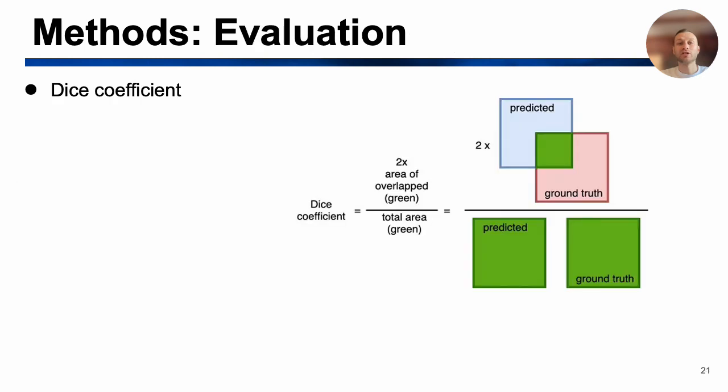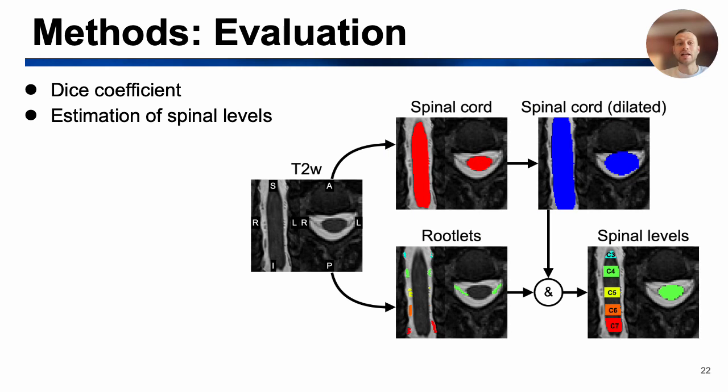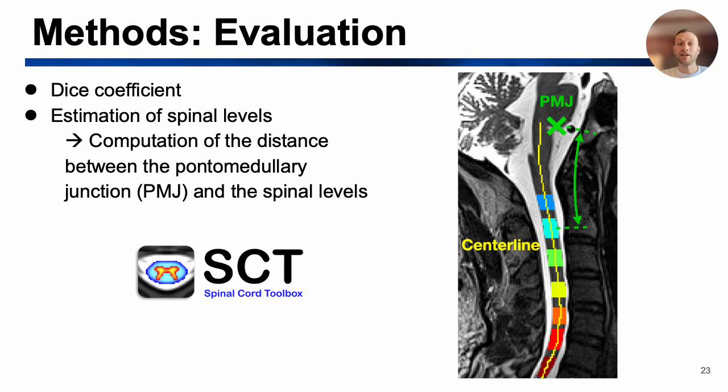The evaluation of the segmentation performance was done using the Dice coefficient. Then, we obtained the spinal levels from the nerve rootlet segmentation as the intersection of the nerve rootlet segmentation and the spinal cord segmentation. Finally, we used the Spinal Cord Toolbox to compute the distance between the pontomedullary junction, PMJ, and the rostral, middle, and caudal slices of each spinal level along the spinal cord centerline to take into account the spinal cord curvature.